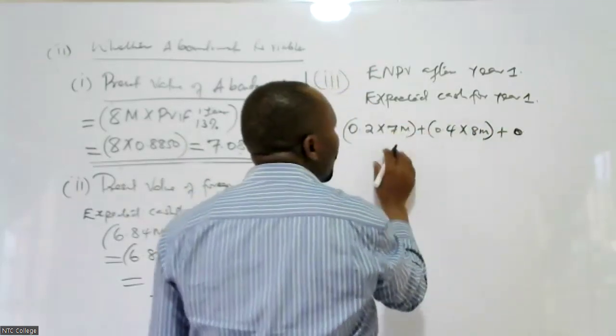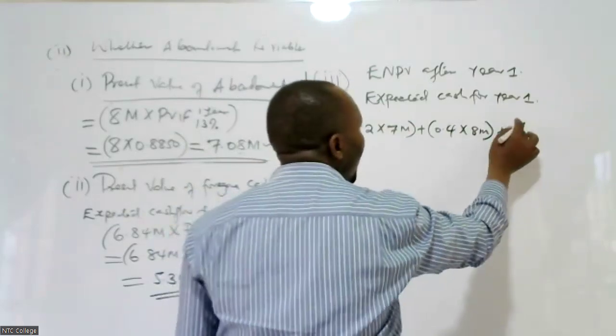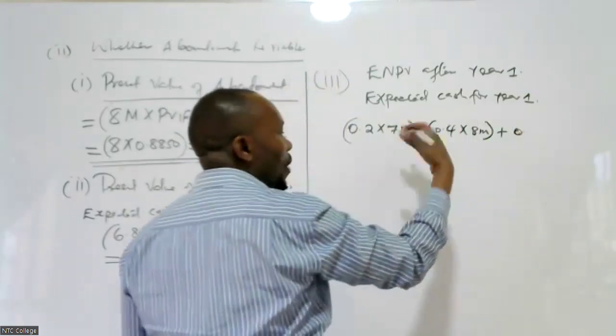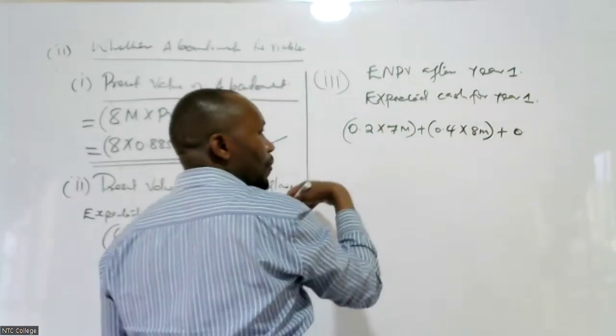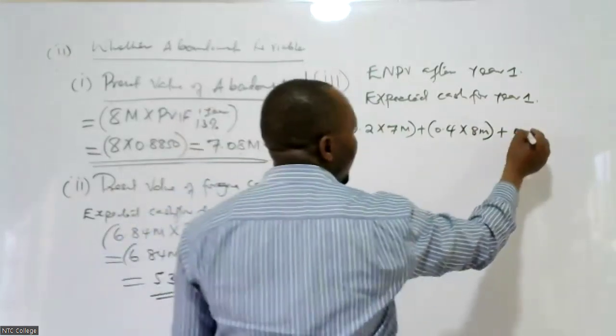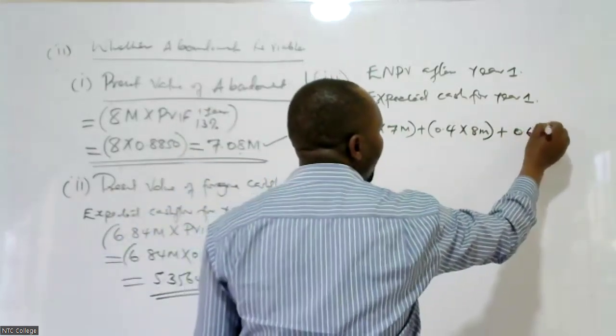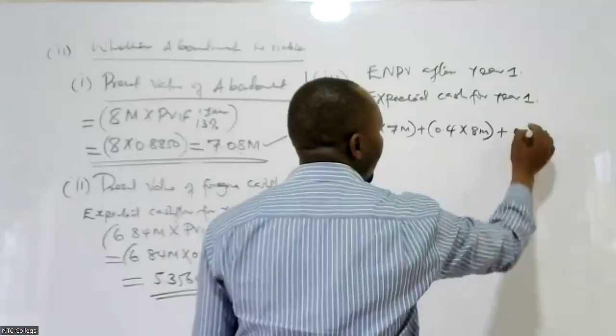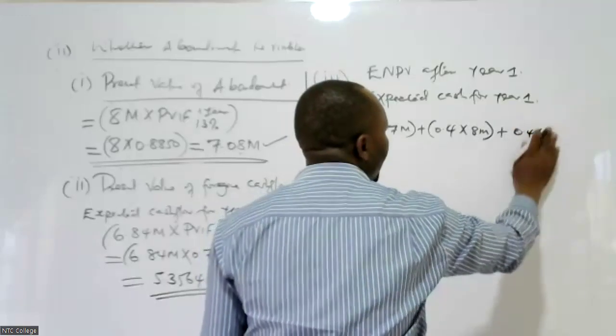This is the expected cash flow, just the way we did it for year two. But year two now we did twice because there were two probabilities. So we got the first one and then we multiply the probability in that line. So this one is 0.6 times 0.4 times 6 million.